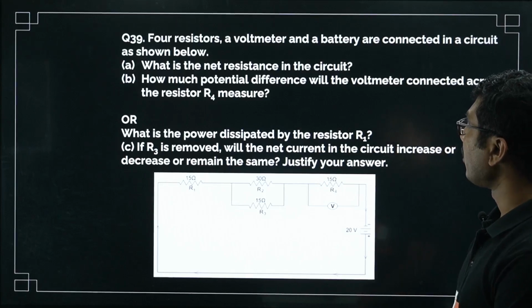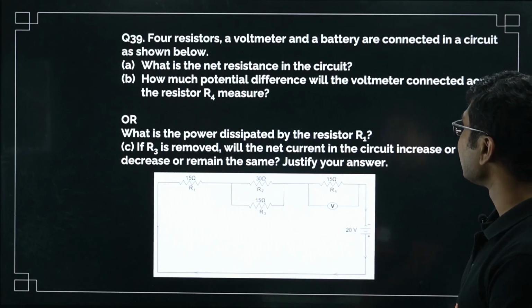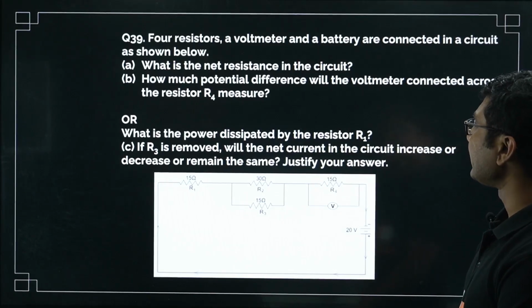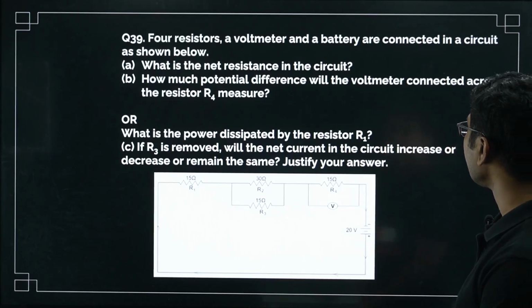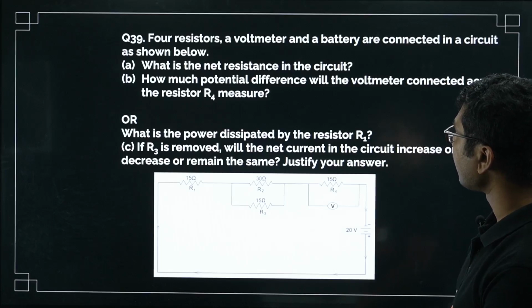4 resistors, a voltmeter and a battery are connected in a circuit as shown below. What is the net resistance in the circuit? How much potential difference will the voltmeter connected across the resistor R4 measure?